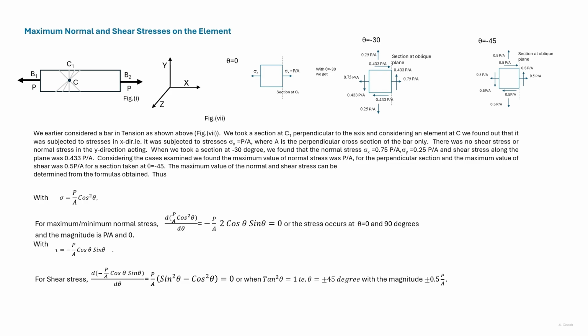At theta is equal to minus 45, we have the maximum shear stress, plus 0.5 P divided by A. At theta is equal to plus 45, we have the minimum shear stress acting of minus 0.5 P divided by A. We have carried out this discussion by limiting rotation between plus 90 and minus 90 degrees.